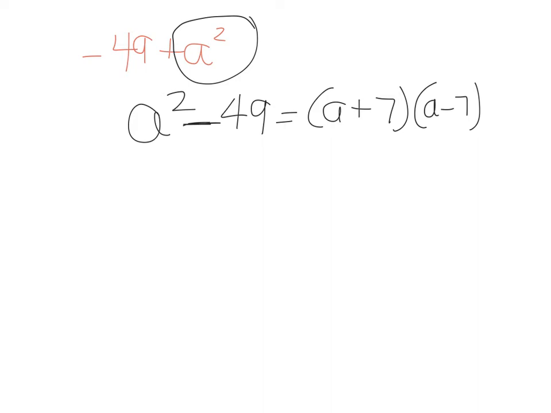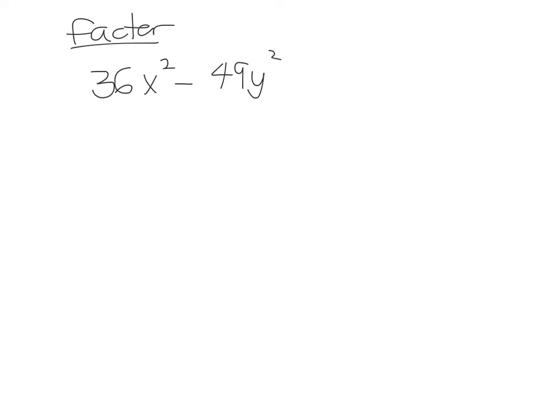But it does get a little more difficult. So let's try to factor this. And I will add some equations in also. And by now you should be able to figure out how to do the equations once you've learned the factoring. So 36x squared minus 49y squared. Now they're all perfect squares.